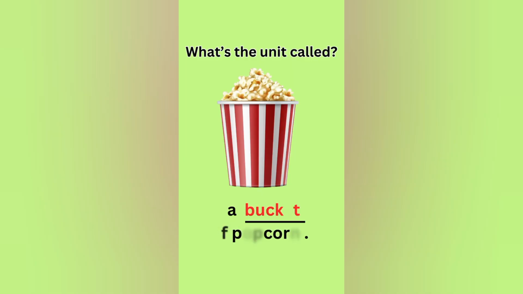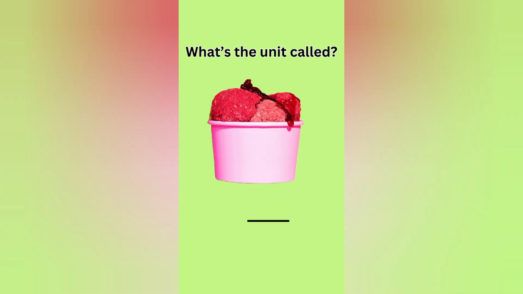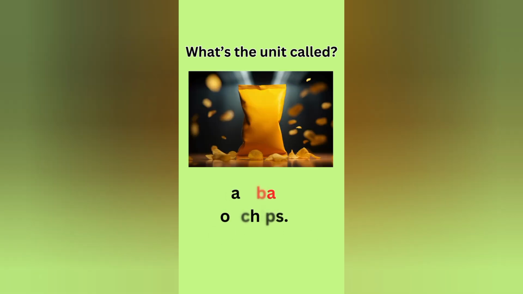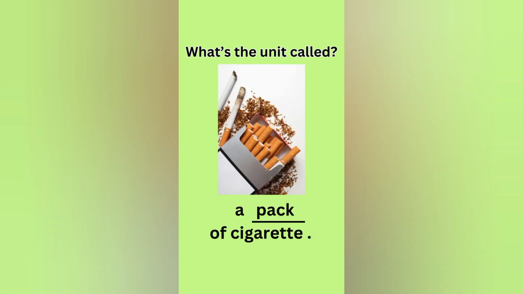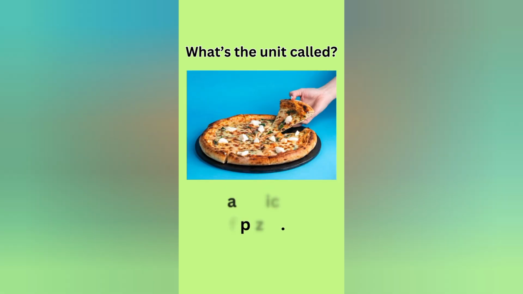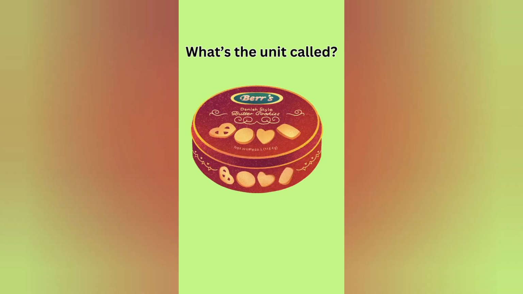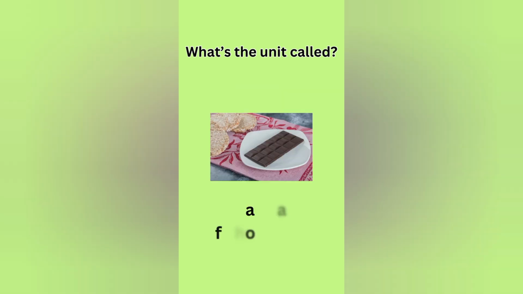What's the unit called? A bucket of popcorn. What's the unit called? A tub of ice cream. What's the unit called? A cup of ice cream. What's the unit called? A bag of chips. What's the unit called? A pack of cigarettes. What's the unit called? A slice of pizza. What's the unit called? A piece of apple. What's the unit called? A tin of cookies. What's the unit called? A bar of chocolate.